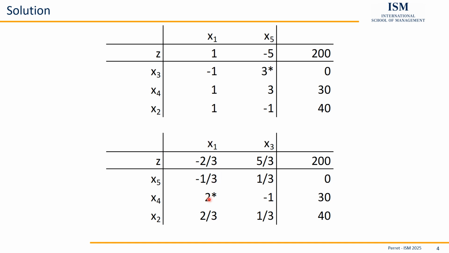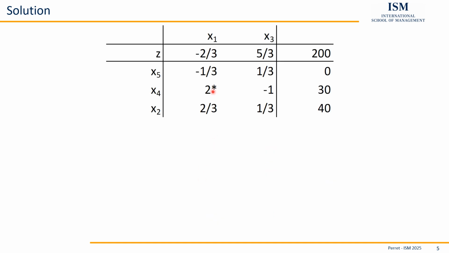We consider all the positive values here, positive elements, so 2 or 2/3 are possible pivot elements. We divide right-hand side by these elements. 30 by 2 is 15. 40 by 2/3 is 60. So this one, this row, delivers the smaller result. So 2 becomes our new pivot element. Again, I'm going to switch to the next slide to do the transformation.